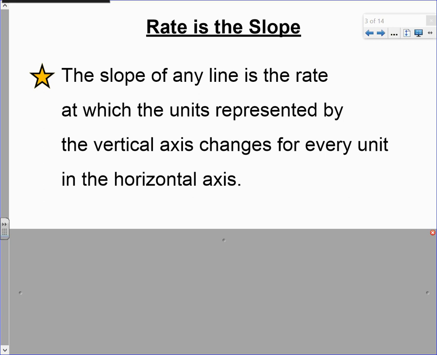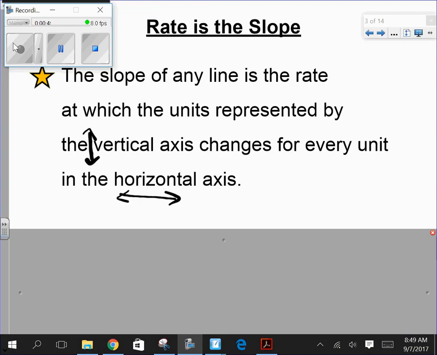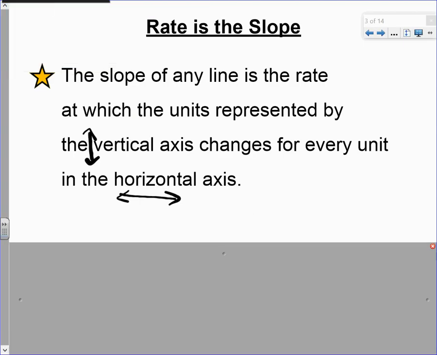The slope of any line is a rate at which the units represented by the vertical axis, I'll put a little up and down arrow just to remind you that's vertical, even though you should know that by now, changes for every unit of the horizontal axis. What do I mean by that? Check this out.